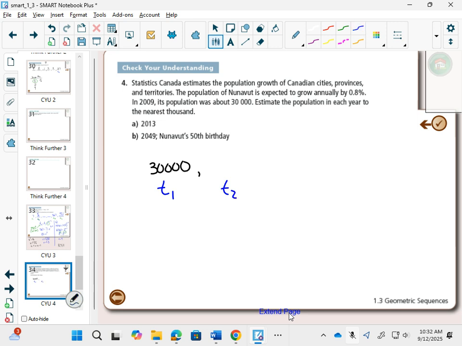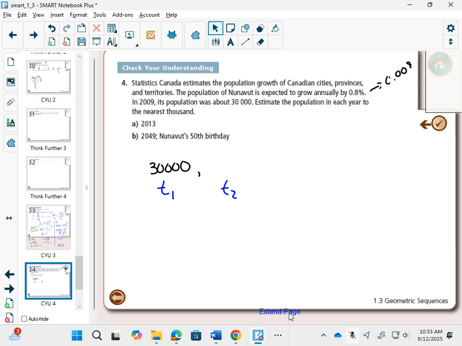If something is growing, is term 2 going to be bigger or smaller than term 1? It's going to be bigger. And we've got that 0.8%. First of all, 0.8% as a decimal is 0.008. How am I going to mathematically show something grows by 0.8%, or by multiplying by 0.008?